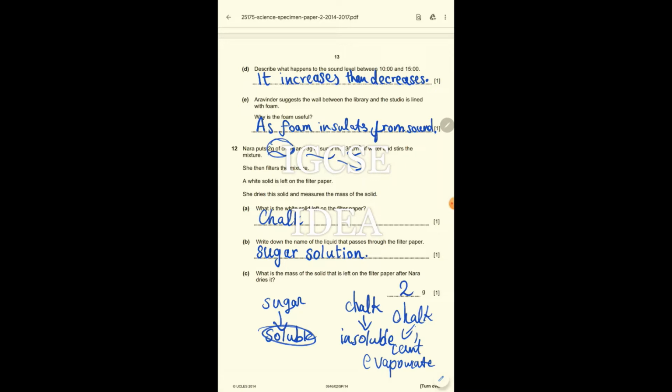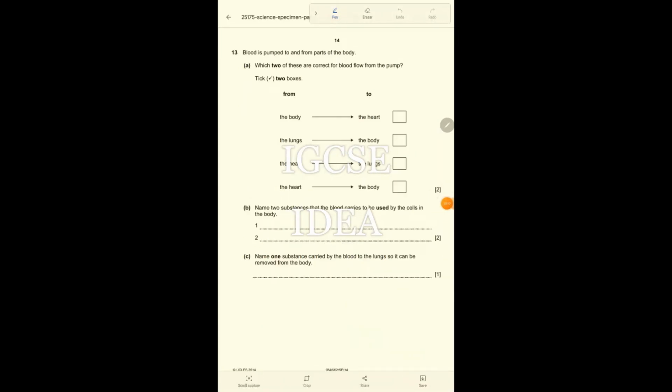Okay, blood is pumped to and from parts of the body. Which 2 of these are correct of blood flow from the pump? Tick 2 boxes. Okay, the body to heart? No, because we have to tick 2 boxes. This is wrong. The lungs to body? No. The heart to the lungs? Yes, that's correct. And the heart to the body. Yes, that's correct.